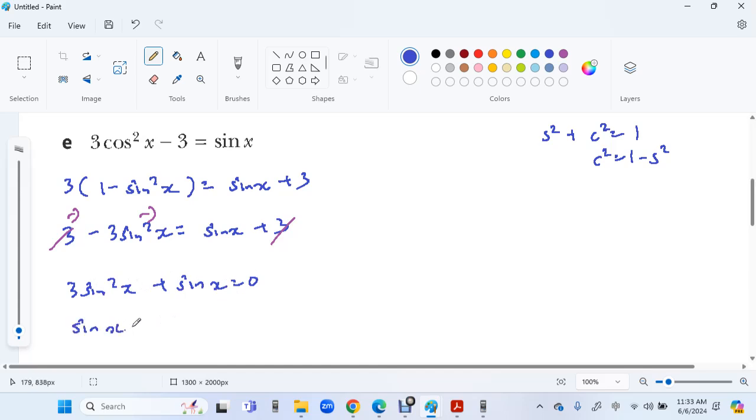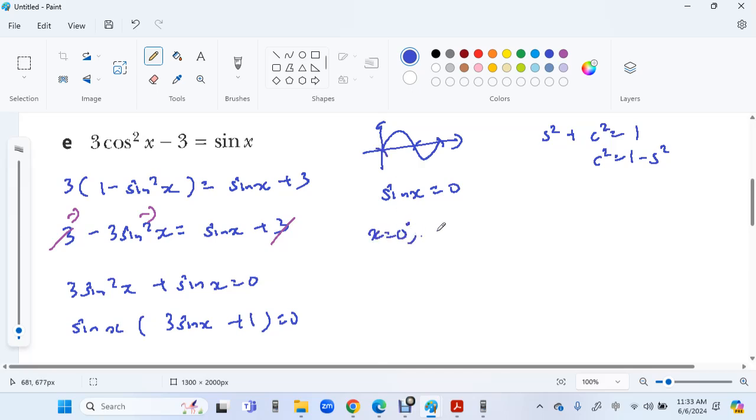So we have 3 sine square x plus sine x equal to 0. Then we factorize the sine x. Then we have 3 sine x plus 1 equal to 0. So we have sine x equal to 0. So the graph for sine is like this. So we know that x will be 0 degree, 180 degree, and 360 degree. And we have sine x equal to negative 1 over 3.